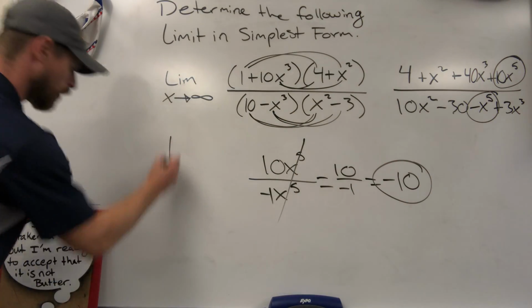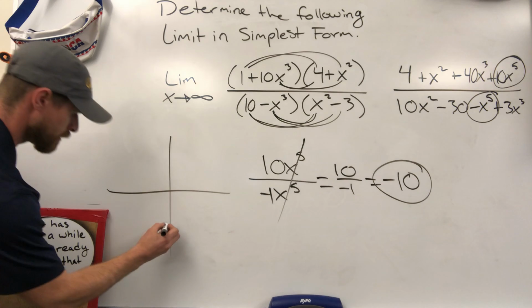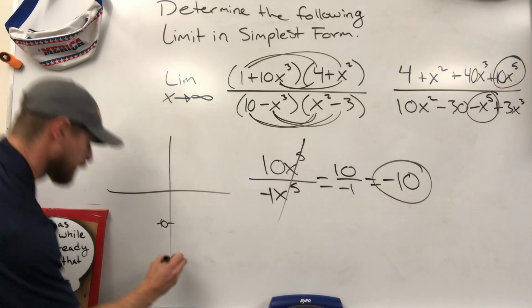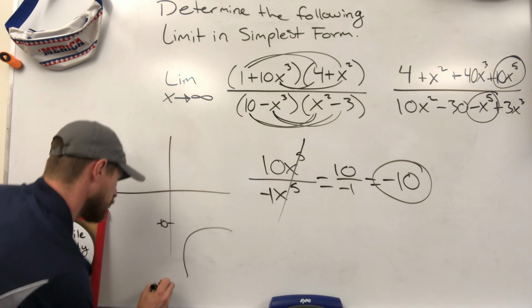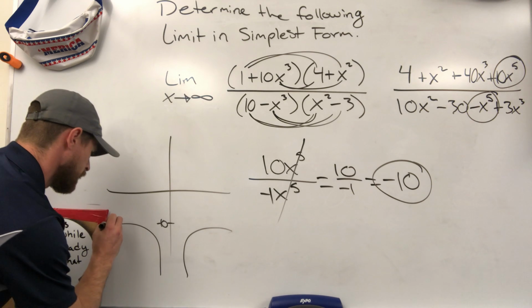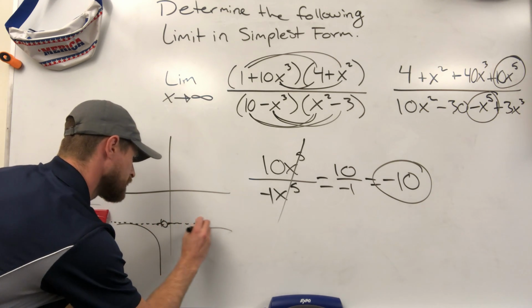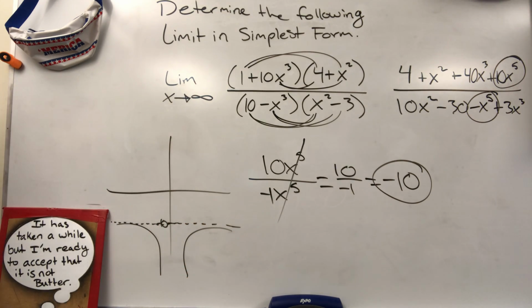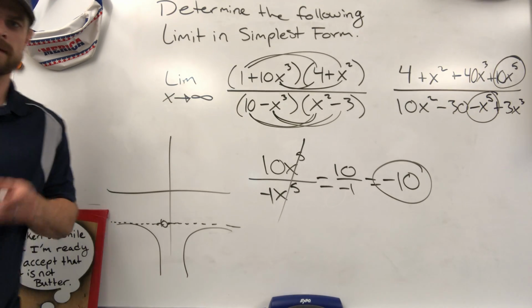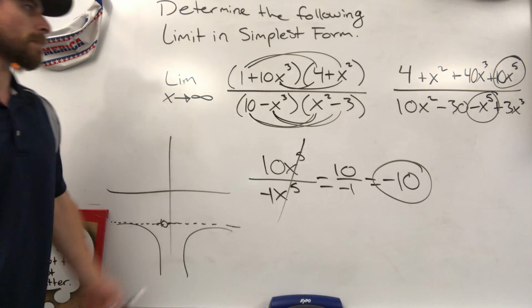So when you go onto the graph, down here at negative 10, what we're going to have happen is our function is going to limit out there. We would have a horizontal asymptote at negative 10. All right? And that's how we do it.